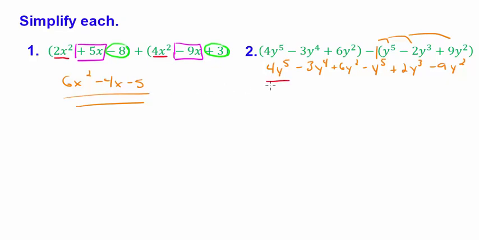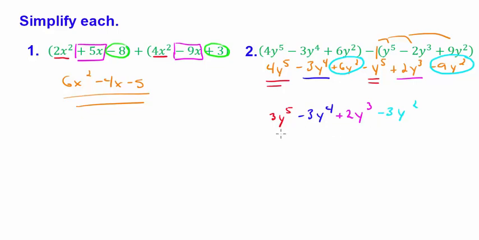So notice here I've got a y to the 5th and another y to the 5th, which makes 3y to the 5th. Notice you also have negative 3y to the 4th, but no other y to the 4th, so that's just negative 3y to the 4th. Also notice here you've got a 2y to the 3rd. There is no other y to the 3rd, so that will just drop down as plus 2y to the 3rd. Now we do have one last term which can be combined. I'll do that in light blue here, and so this is positive 6y squared negative 9y squared, which combines to be a negative 3y squared, and that is your final answer.